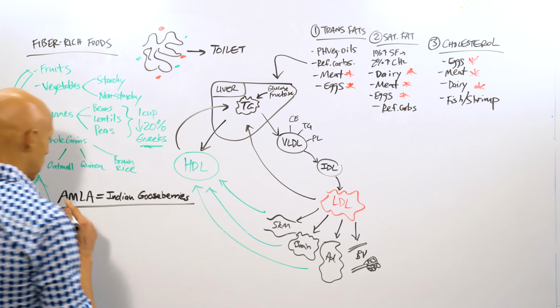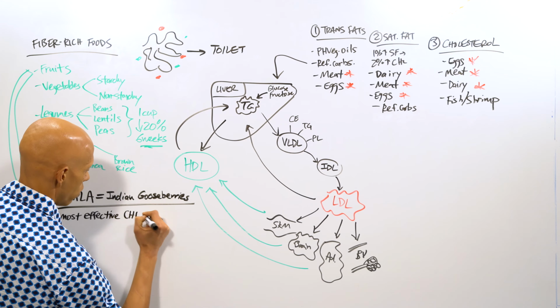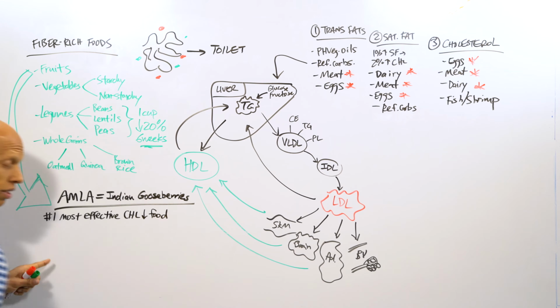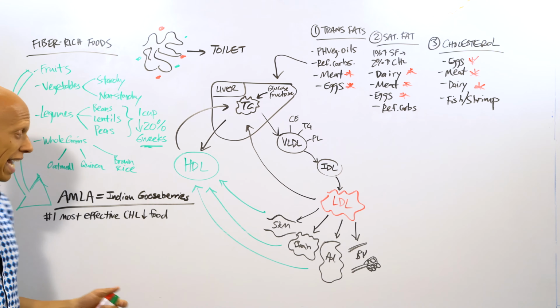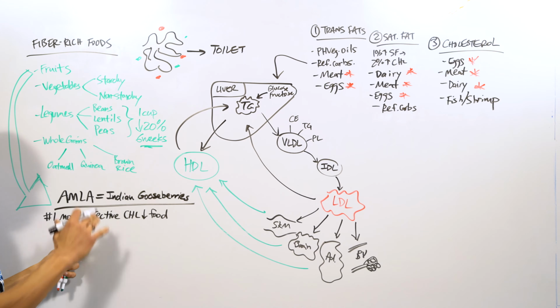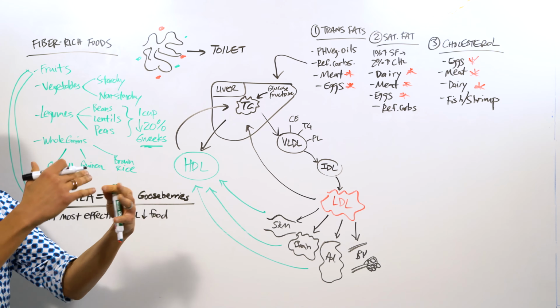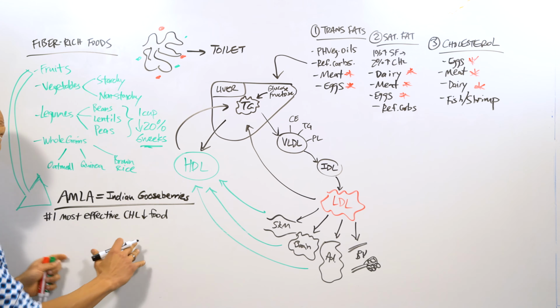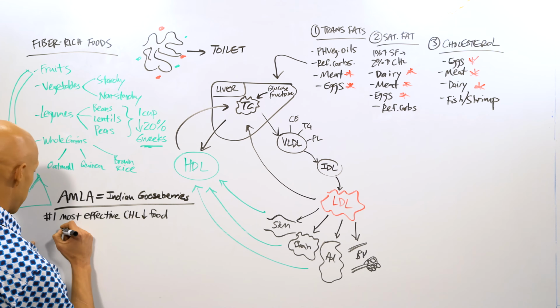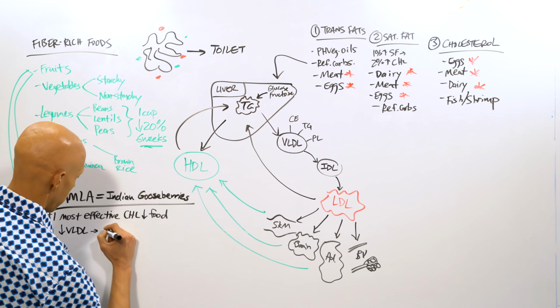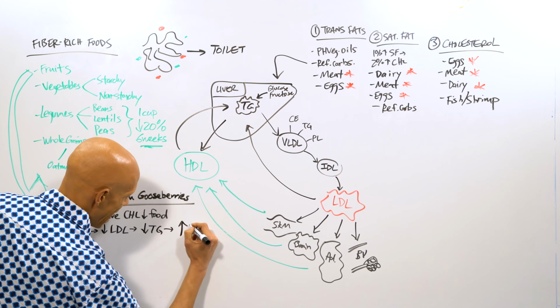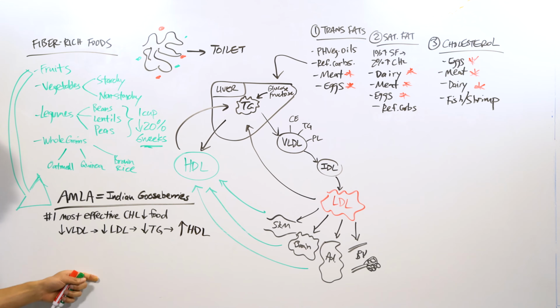Now, amla is considered the number one most effective cholesterol-reducing food ever discovered. And the way that it works is still not fully understood. And it's not necessarily due to the fact that it's high in fiber. There are other components of this food which are known to reduce LDL cholesterol. The actual mechanism has yet to be discovered. But what it has been shown to do in peer-reviewed research is decrease VLDL concentrations, LDL concentrations, triglyceride concentrations, and increase HDL at the same time.